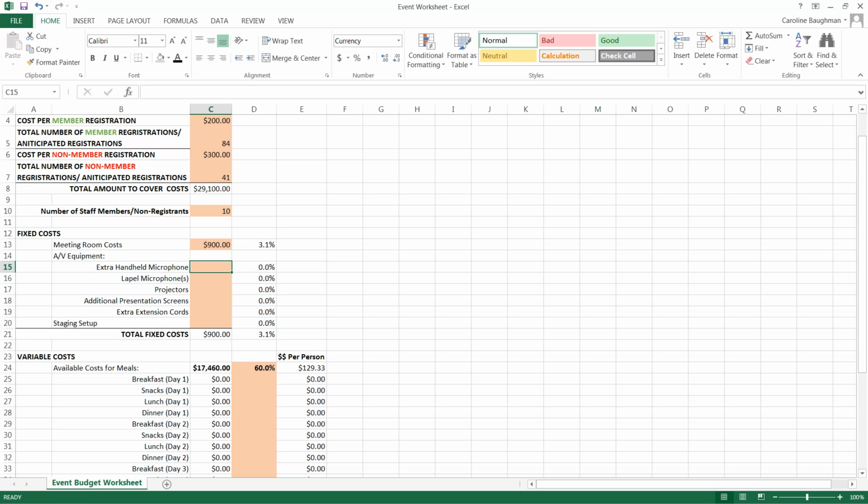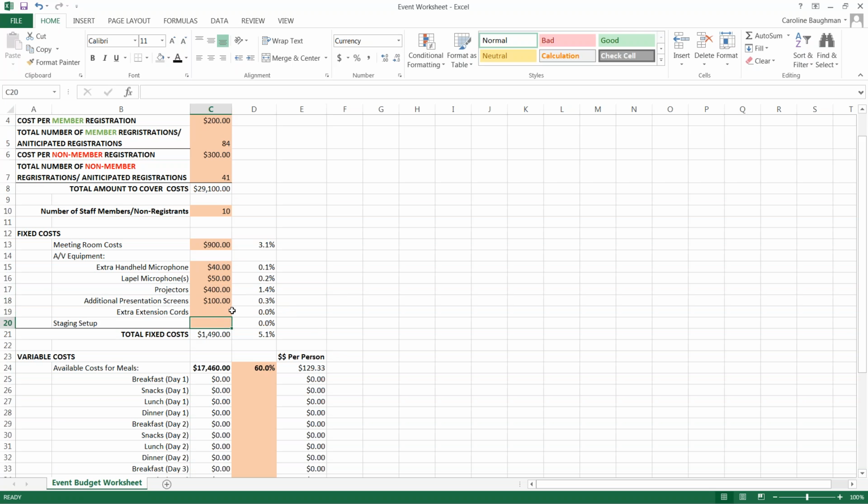We usually need 1 or 2 extra handheld microphones in a room. That's generally about $40, maybe a lapel mic. We tend to have a projector in each room, so that's $400. Depending on where we go, sometimes that makes sense, sometimes it doesn't. Sometimes an extra presentation screen. I never pay for an extension cord because we can bring them.